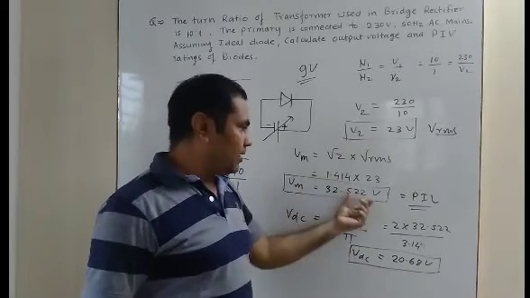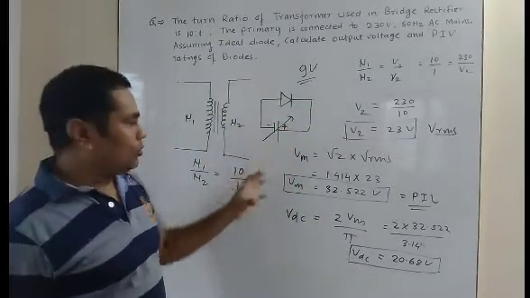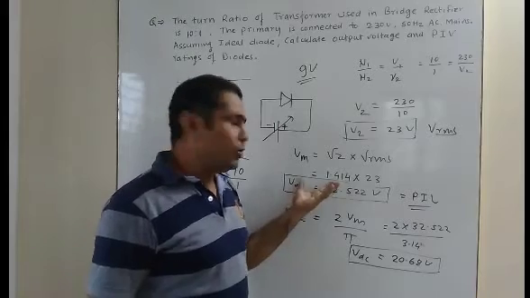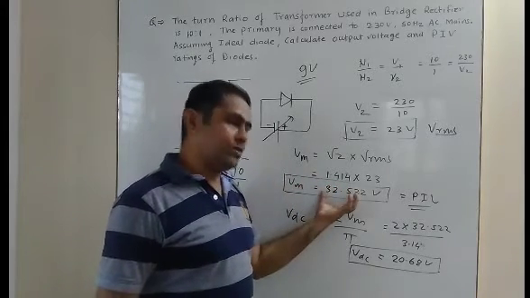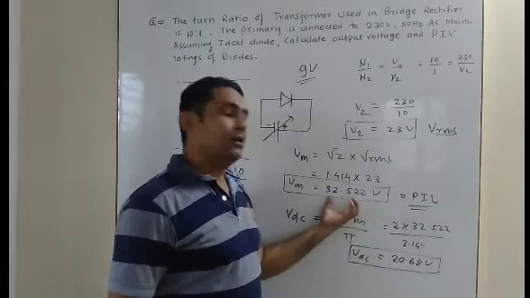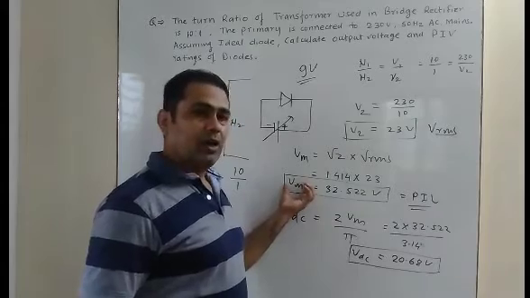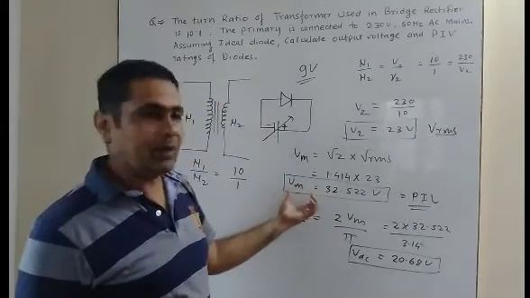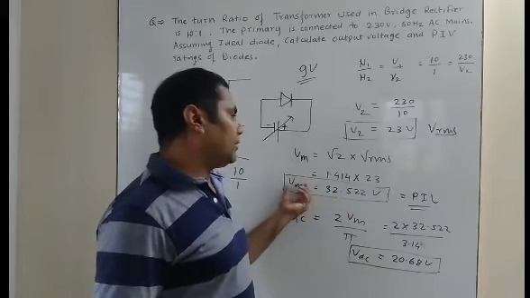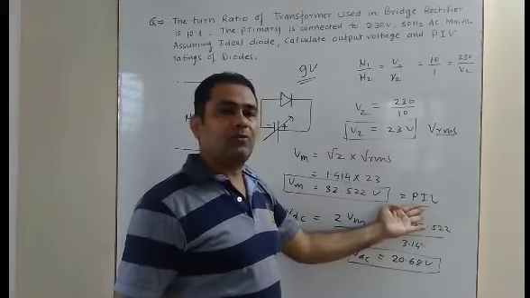But in the bridge rectifier, only the max value is applied at the diode. Only one diode is reverse biased at one time, so the maximum reverse voltage will be the max value. That is why the peak inverse voltage in the bridge rectifier is the same as the max value, while in the center tap transformer it gets doubled. In the half wave rectifier, again it will be the same as the max value. So this is the significance of peak inverse voltage rating.